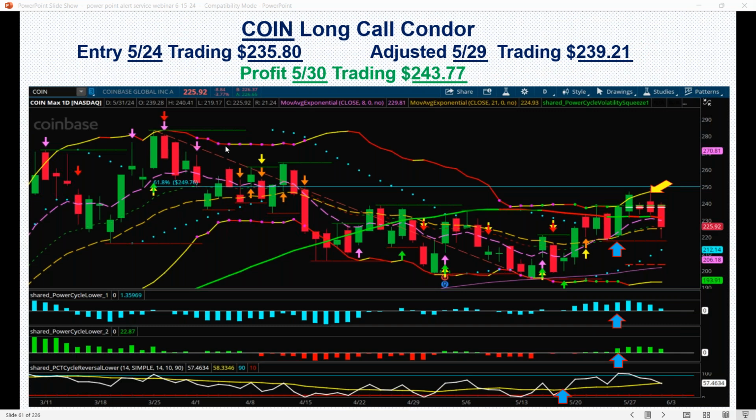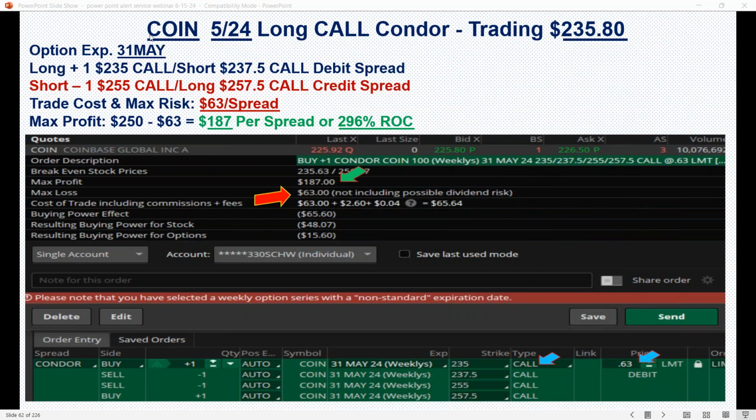It could be one day to two weeks typically. And here was the trade setup, what it looked like again. Just 31 May expiration, 235, 237.5 call debit spread. And then after the adjustment, had the 255, 57.5 credit spread. We had our risk down to $63 per spread. That's the max risk. With a spread width of 250 less 63, the potential to make $187, or 296% return, was the potential going into the trade.